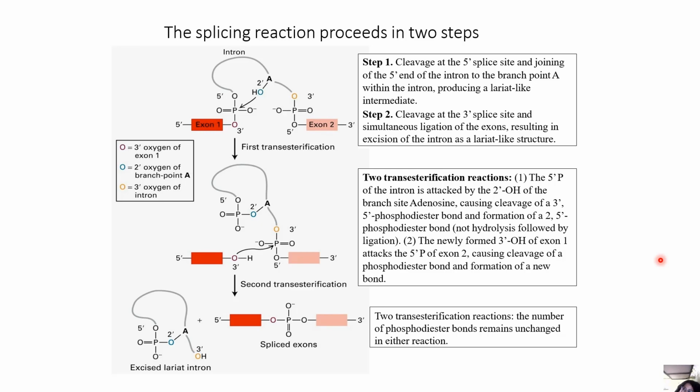Step 1: cleavage at the 5' splice site and joining of the 5' end of the intron to the branch point A within the intron, producing a lariat intermediate. Step 2: cleavage at the 3' splice site and ligation of the exons, resulting in excision of the intron as a lariat structure. Transesterification reaction: the 5' phosphate of the intron is attacked by the 2' OH of the branch site A, causing cleavage of a 3' to 5' phosphodiester bond and formation of a 2' to 5' phosphodiester bond. The newly formed 3' OH of exon 1 attacks the 5' phosphate of exon 2, causing cleavage of a phosphodiester bond and formation of a new bond.